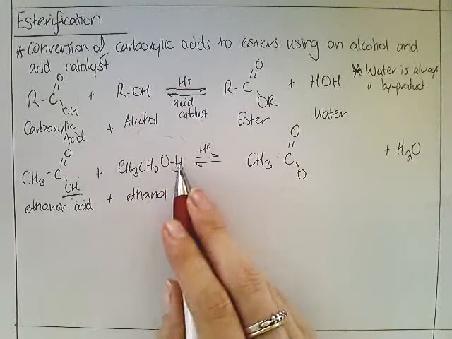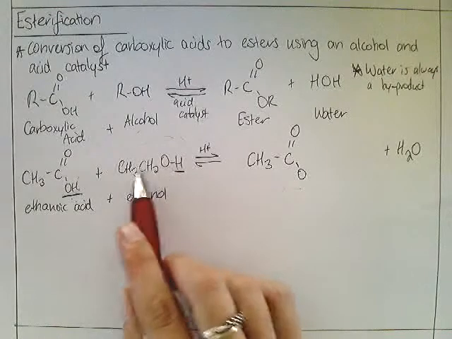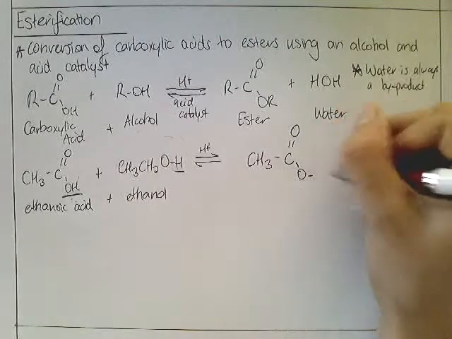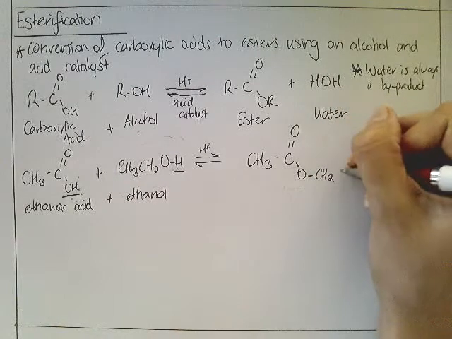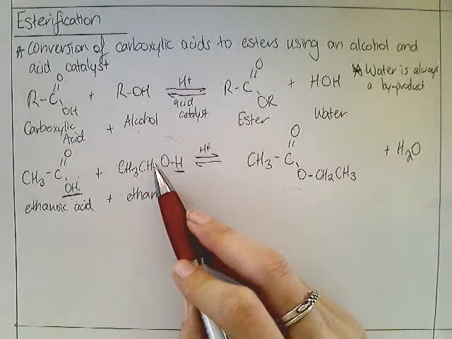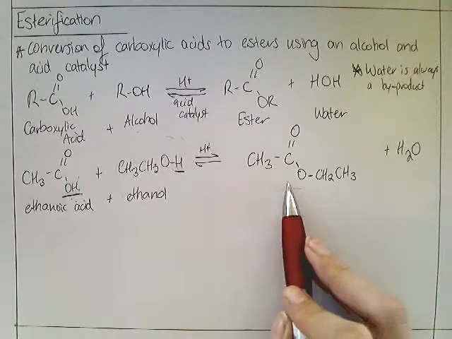So now that that's gone, we simply just take everything that's on this side of that O and add it in where our ethyl link was. So I've got CH2 and then I've got CH3. And now we have our ester.